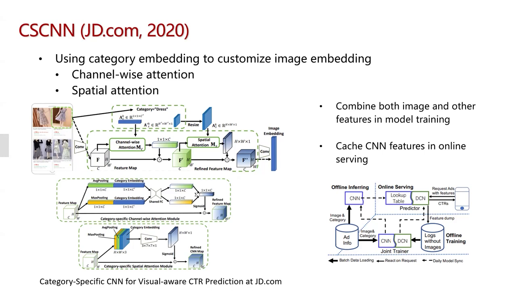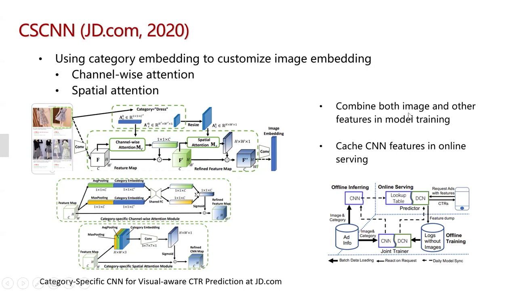The key idea of this paper is to use the category embedding to compute the spatial attention or the channel-wise, that is the temporal attention, to customize the image embedding and combine different modalities in the model. So this is a deeper fusion between the scene channel embedding and the category embedding, right? So the different modalities are actually slightly better fused, right?